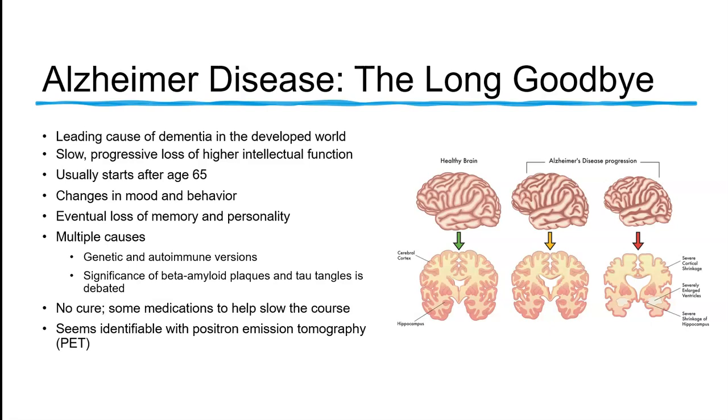Until recent years, the only way to diagnose Alzheimer's disease was to perform an autopsy. That means the person is dead. Now, we do have PET scans, so that's positron emission tomography. So these scans appear to be able to identify the brain changes early that we see with Alzheimer's, and therefore treatment can begin much earlier as well.